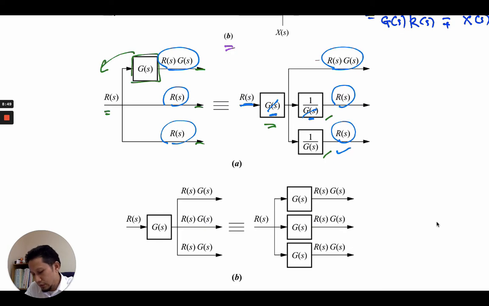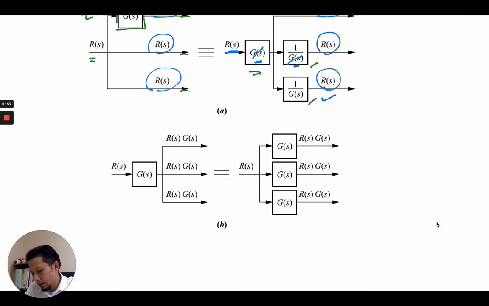Okay, the next one we have R(s)G(s) at the pick-off point here. So the output at all the branches is equivalent to R(s)G(s), R(s)G(s), and R(s)G(s). So if we move the blocks to the branches, what we have on the right hand side is that every branch will have G(s), G(s), and G(s) here, and then the output is still equivalent to the left block diagram, which is R(s)G(s), R(s)G(s), and R(s)G(s).